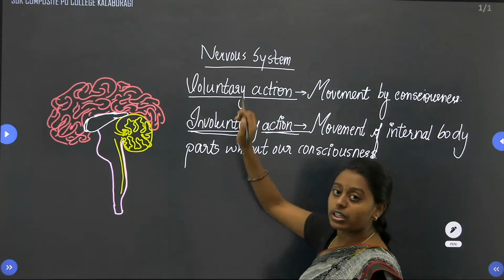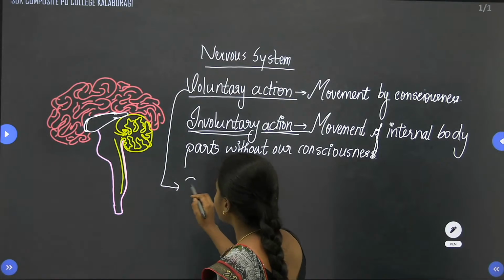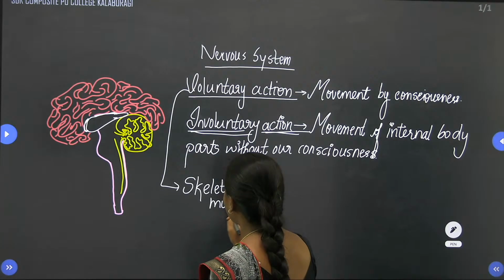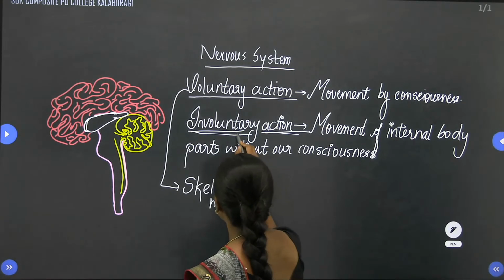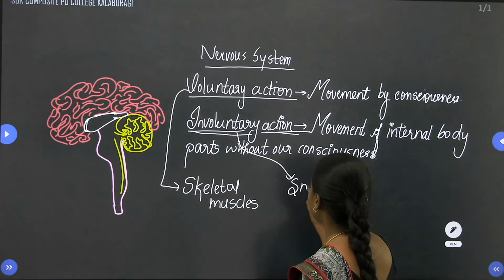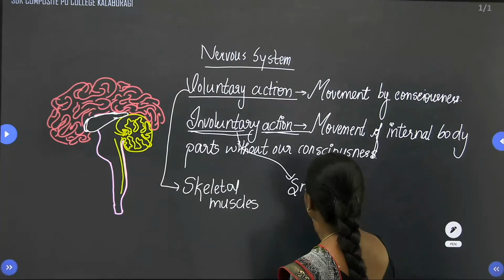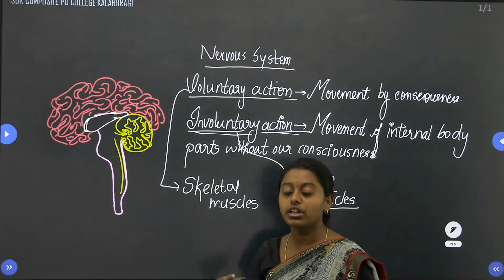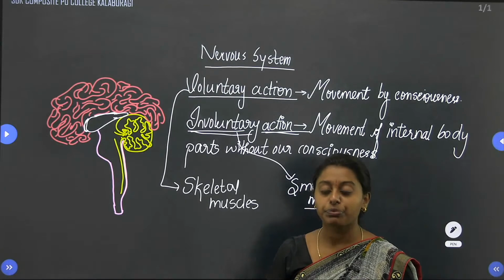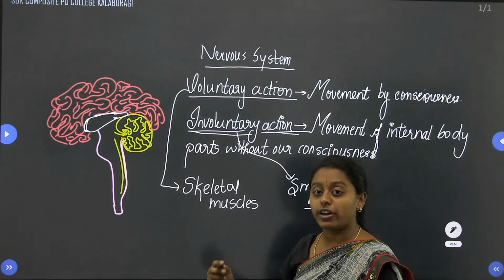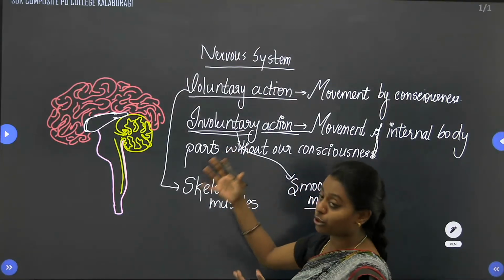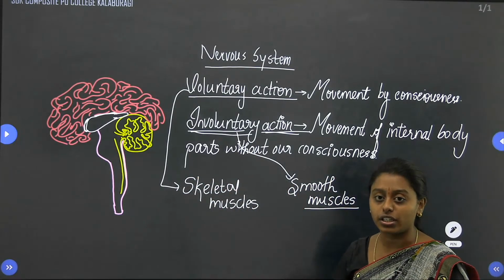Simply to say, voluntary actions are taken up by skeletal muscles, whereas involuntary action is taken up by smooth muscles. So these are the two different types of actions that can be observed in the human nervous system. Now let us learn where and how the different parts within the brain control both the voluntary as well as the involuntary actions.